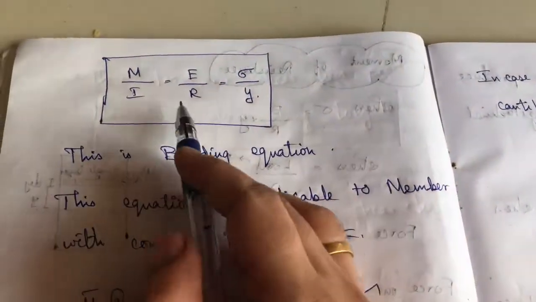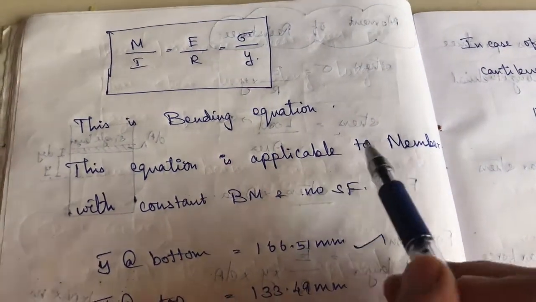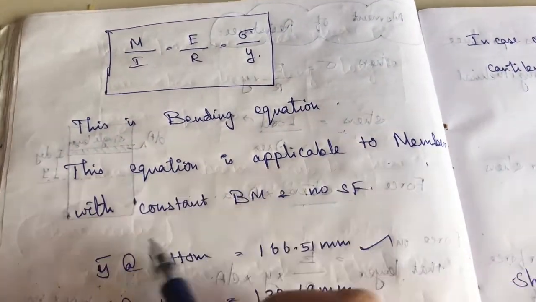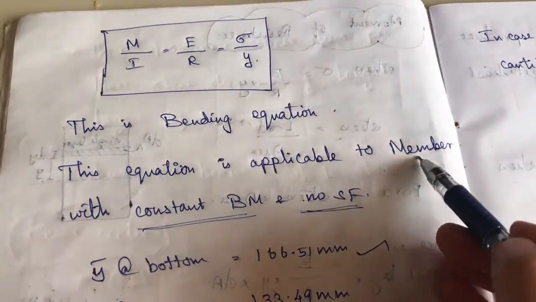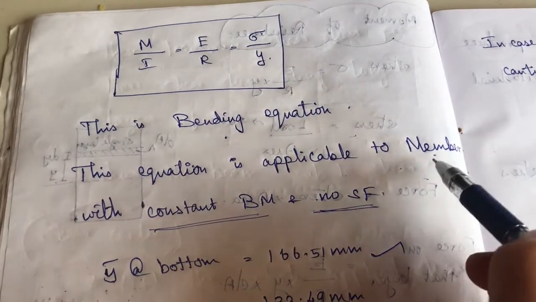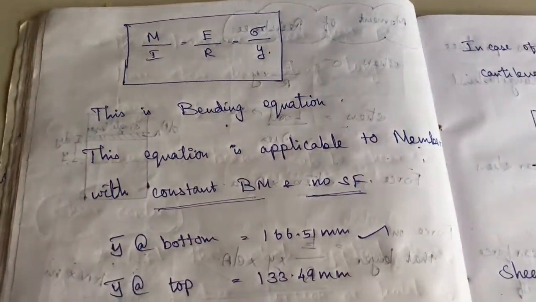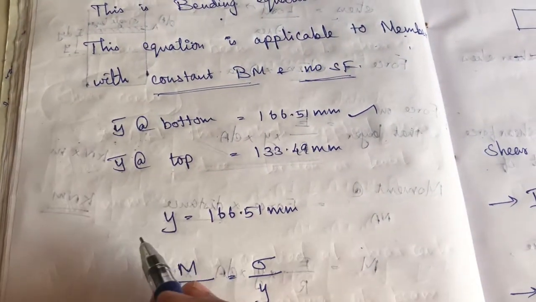This is the bending equation, and this equation is applicable to a member which has constant bending moment and no shear force, that is pure bending. So this equation is applicable to a member which is in pure bending. Okay. So let's just move to the sum.